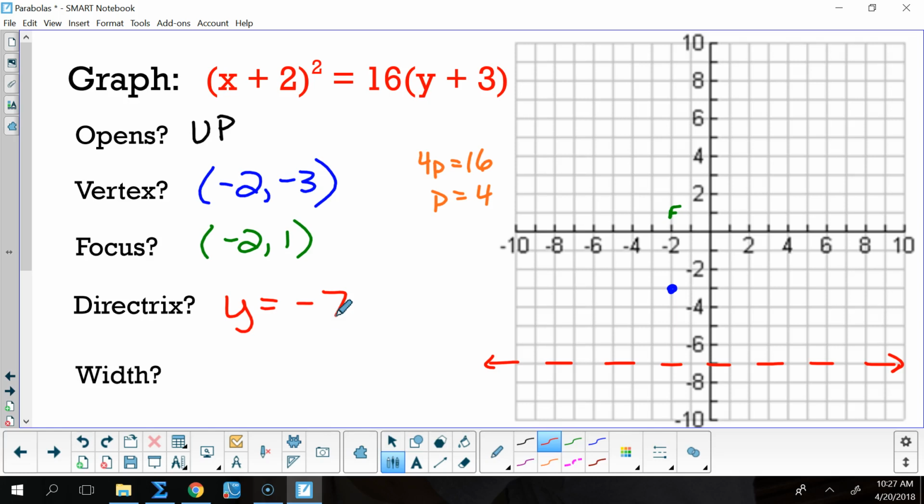Width of my parabola through the focus. Michael, what's the width through the focus? 16, which means I go 8 in each direction, right? 1, 2, 3, 4, 5, 6, 7, 8. 1, 2, 3, 4, 5, 6, 7, 8. Okay. Now I can draw it in.